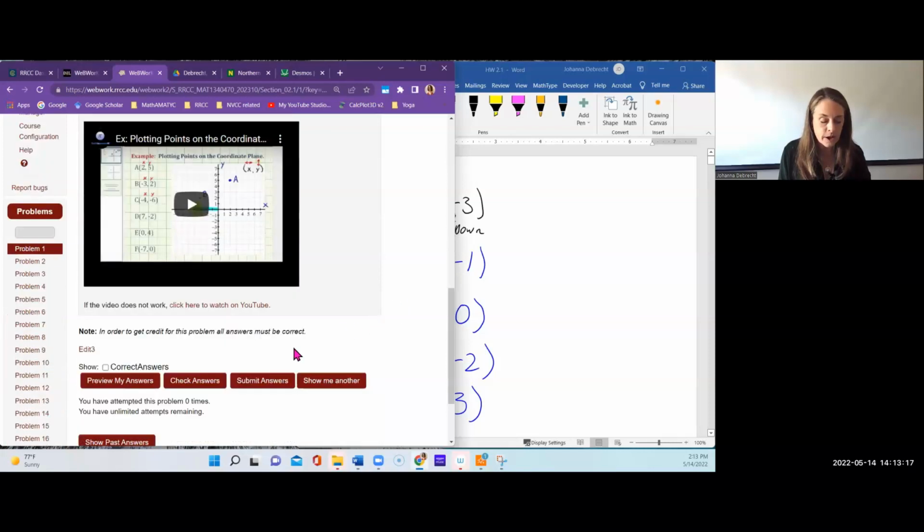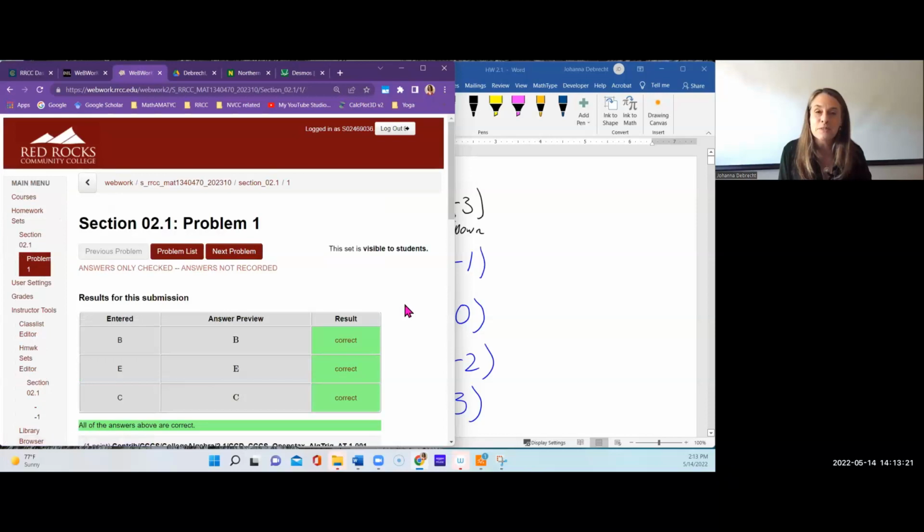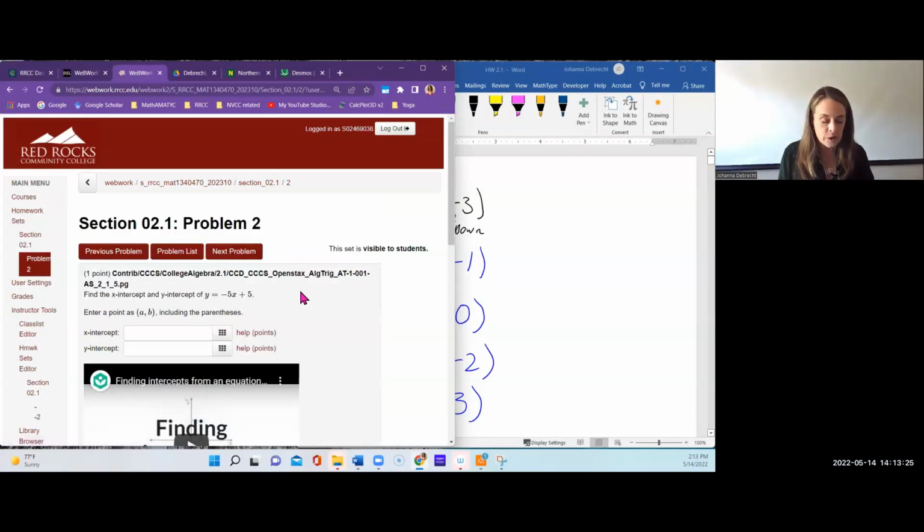And then you can come down here and check your answers. And we've got all green checks. Moving on to problem number 2, it asks us to find the x-intercept and the y-intercept of y equals negative 5x plus 5. Enter a point in an ordered pair format, A, comma, B, including the parentheses.